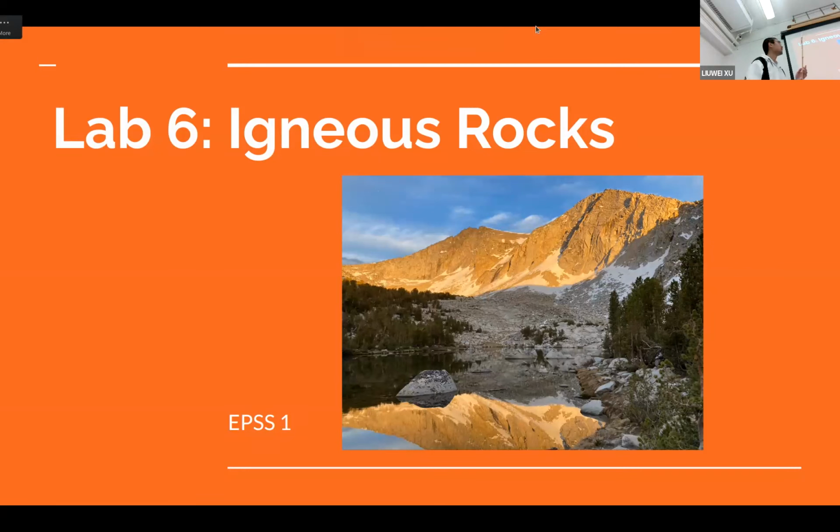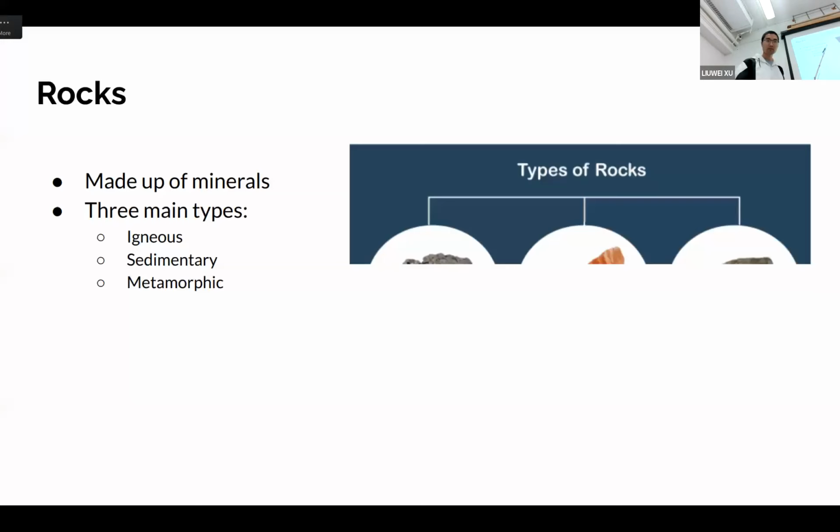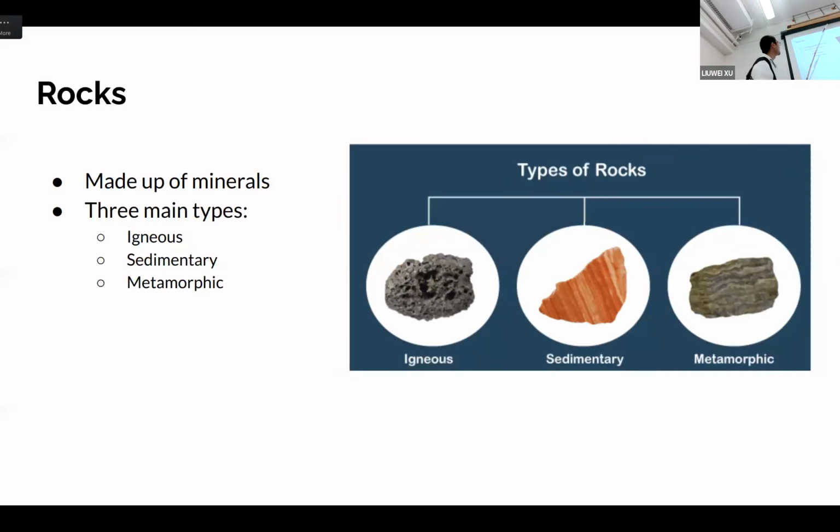Okay, so welcome to the sixth lab of SCI. Today we are going to recognize the igneous rocks. So first, an overview of rocks. Like what I said in the last lab, rocks are made up of minerals. A single rock, like this one, actually consists of a lot of minerals.